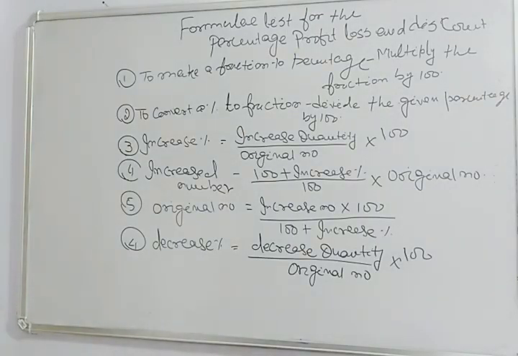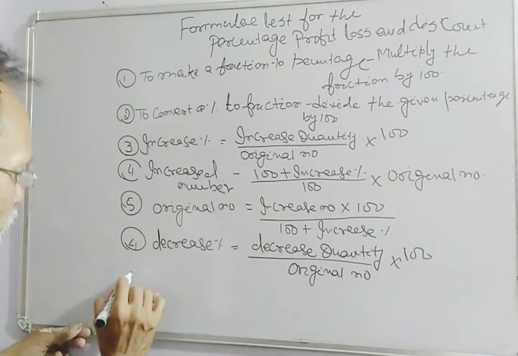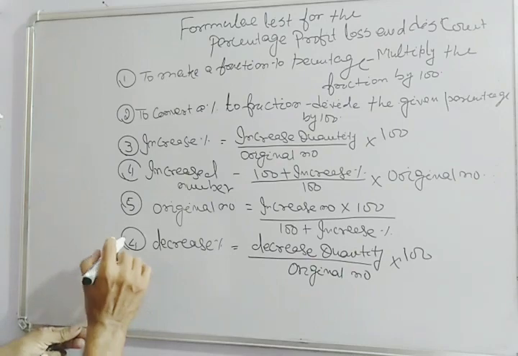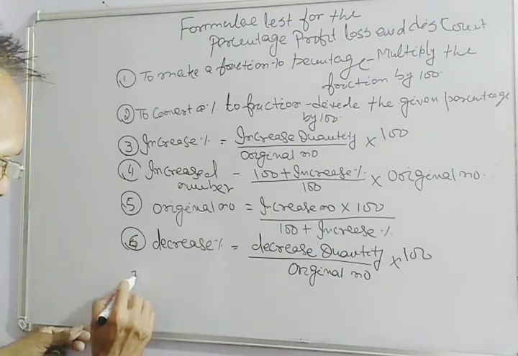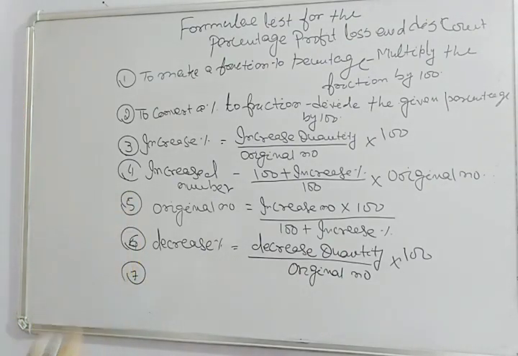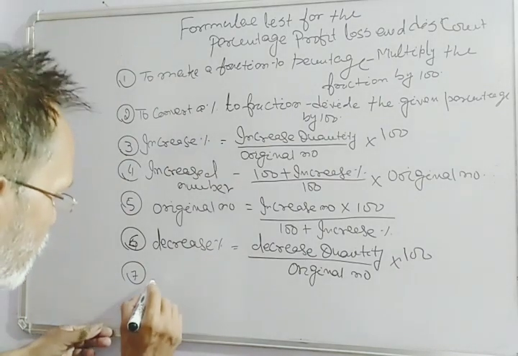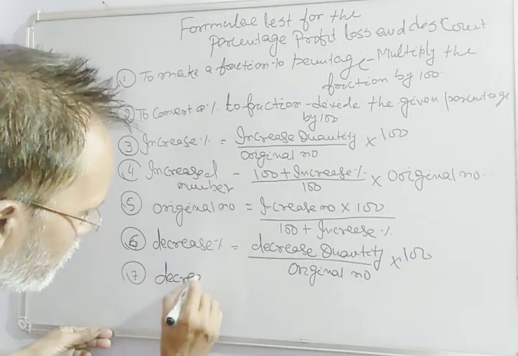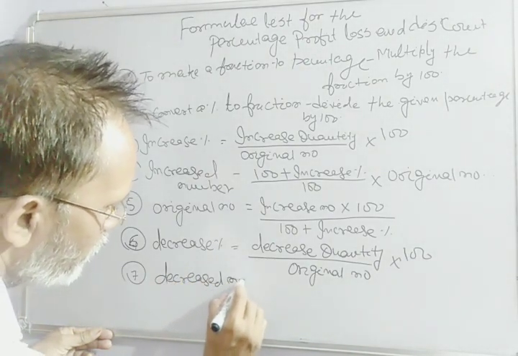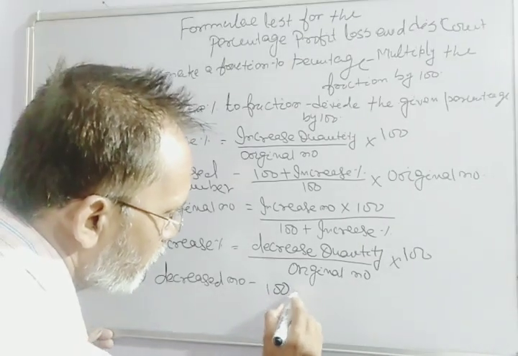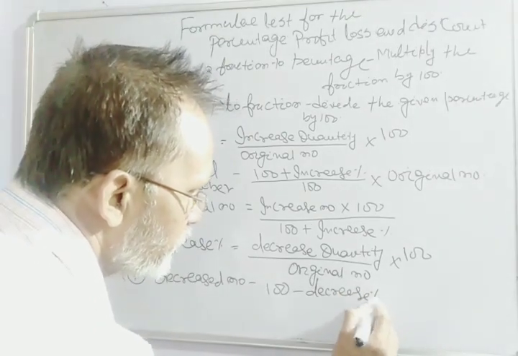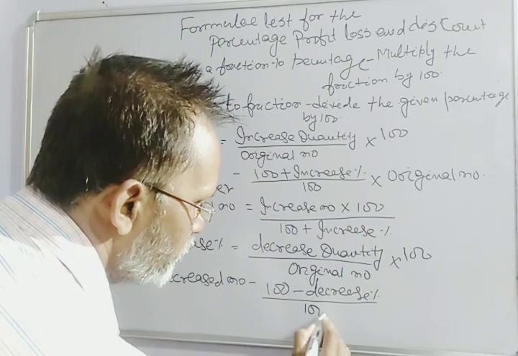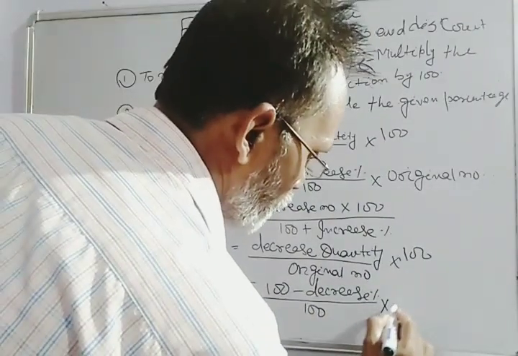Now for the decreased number, this is number 7. Decreased number is equal to 100 minus decrease percentage by 100 into original number.